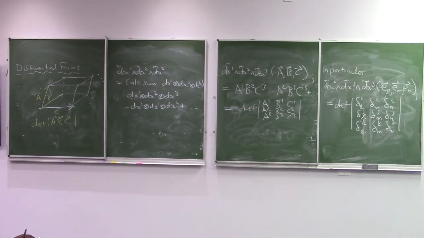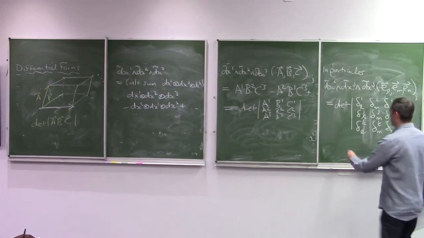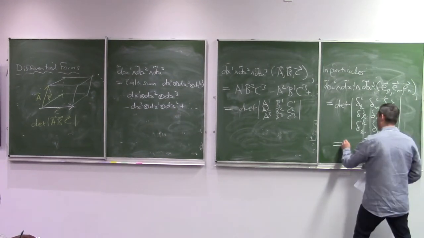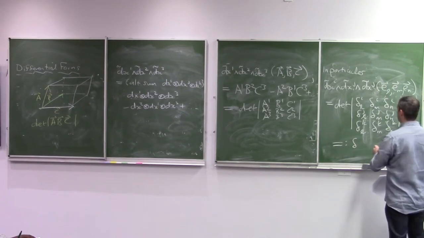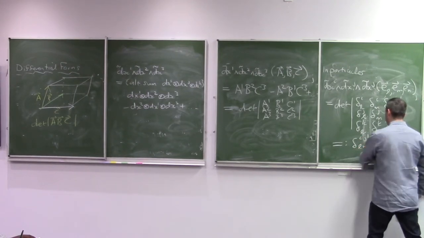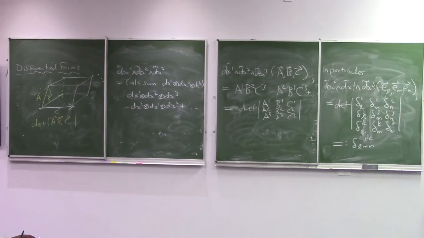Equal to that determinant of Kronecker deltas, and I'm going to give this a special name. I'm going to call this the generalized Kronecker delta. Good. And this generalized Kronecker delta has exactly the same properties as the first Kronecker delta I gave you. It can either have values 1, 0, or minus 1.